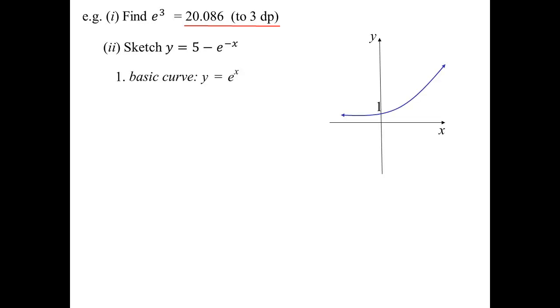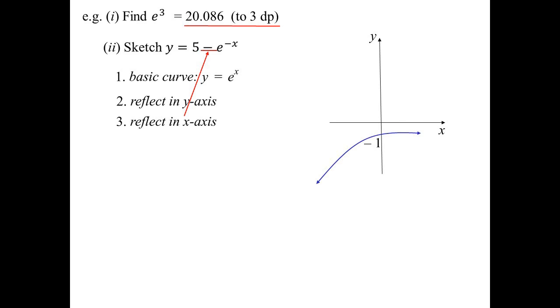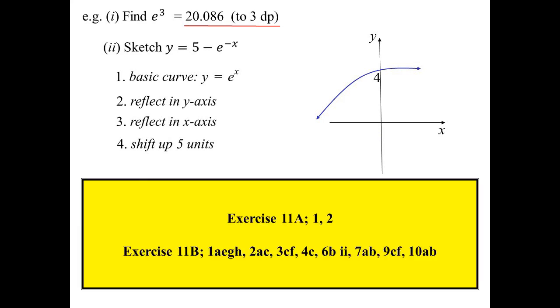What have we done to it? Well, function negative x means reflect in the y-axis, so let's do that. Then we've also got minus function x, which says reflect in the x-axis. We'll do that as well. And then finally, we've shifted the whole thing up 5 units. And there's our curve. That is all for today.